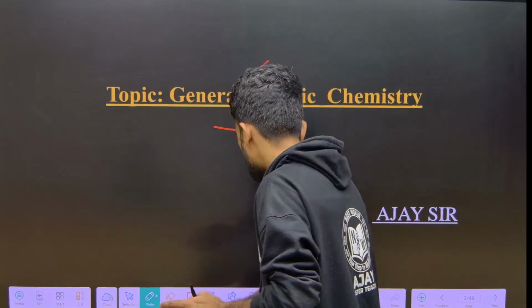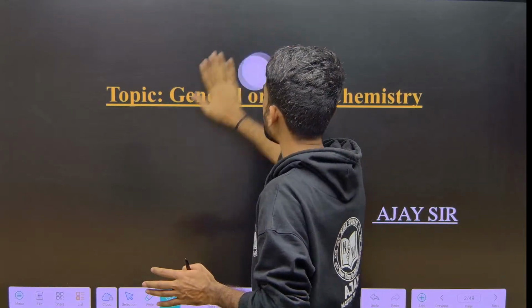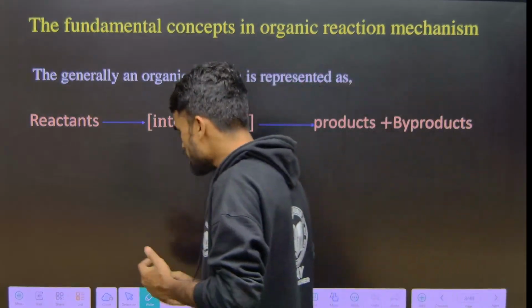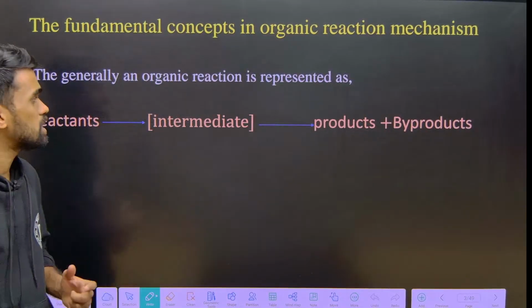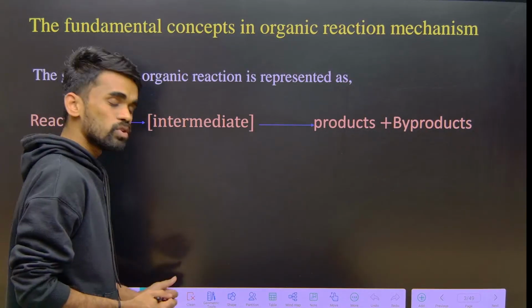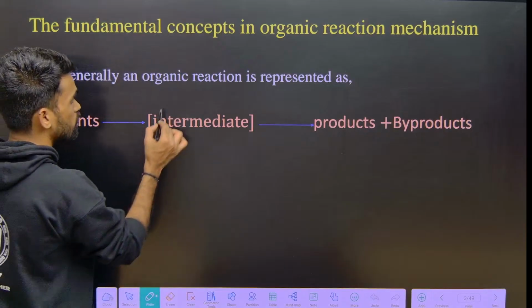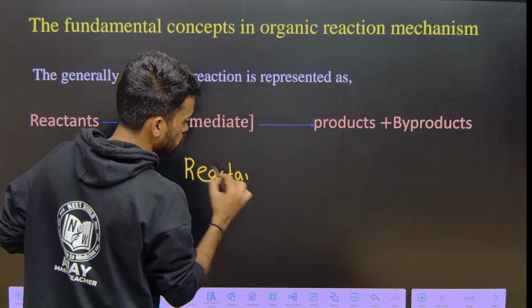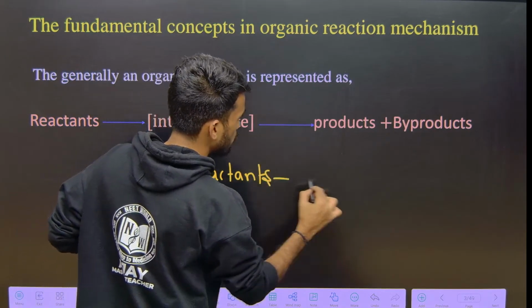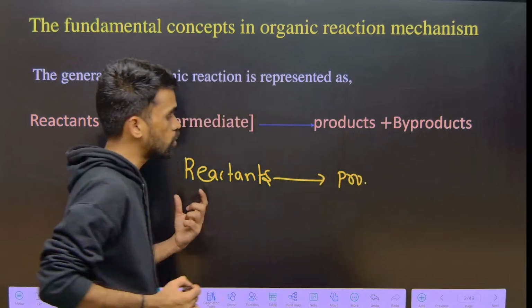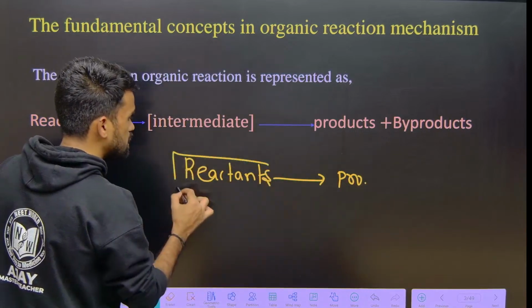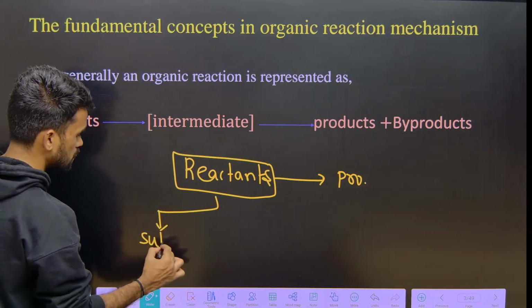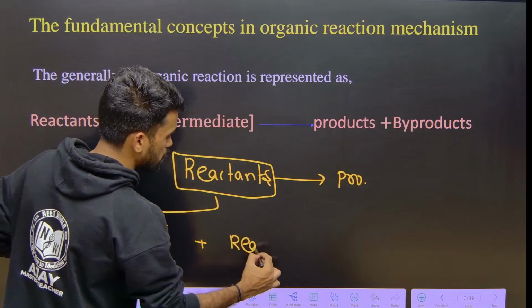Now let us start the discussion of general organic chemistry. Here, what exactly is a chemical reaction? In a chemical reaction we have something called reactants. Reactants give rise to some products. On the reactant side we have two things: one is called the substrate and another is called the reagent.